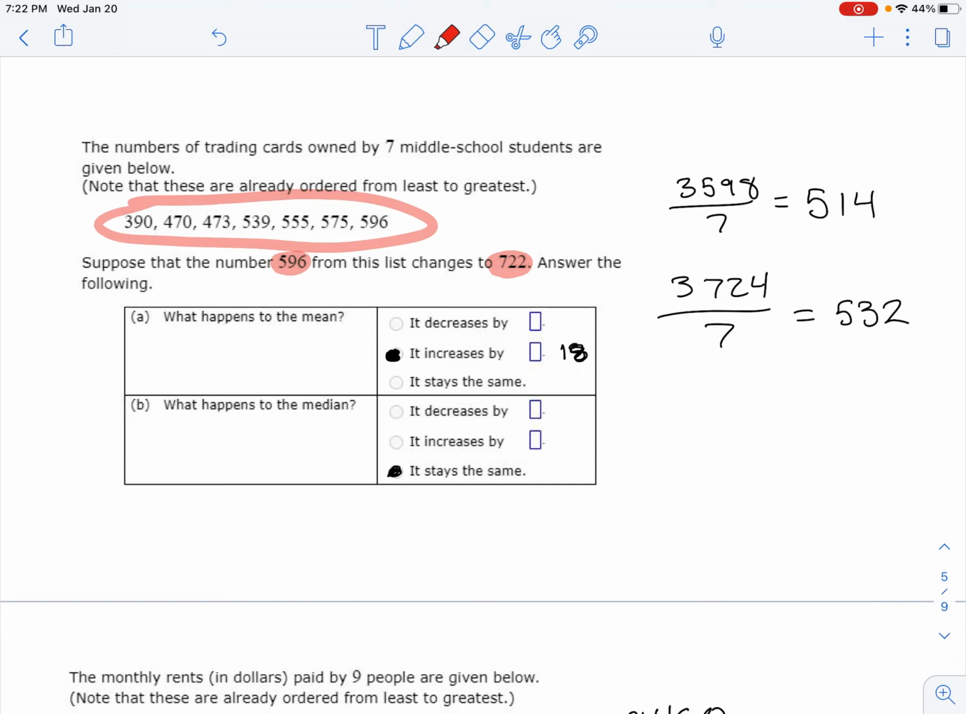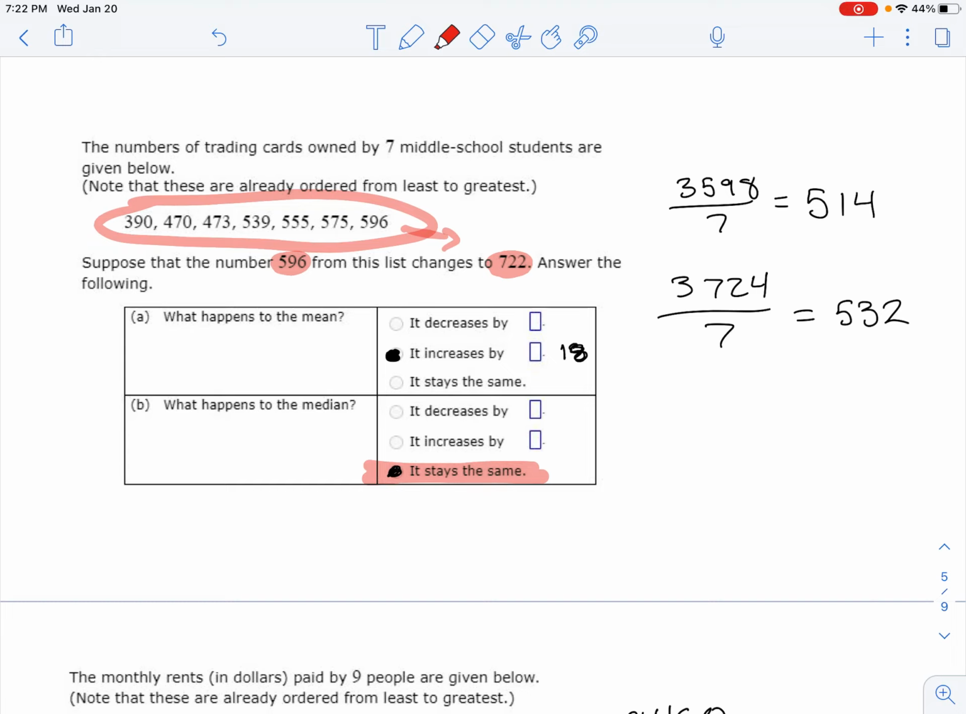Really quickly, if we're talking about the median, you've got to know that that's not really going to change anything because no matter what it is, you're going to cross it out anyway when you start to find that middle number, right? The median's not going to change no matter what that final number is. Median's still going to be 539. So I already went down there for this one, for the median, and I said that's going to stay the same. For the mean, that's obviously going to increase it, because 722 is bigger than 596. So that's going to increase it.